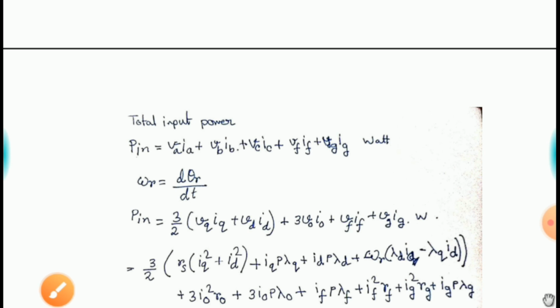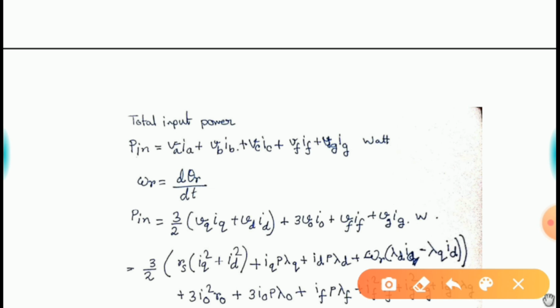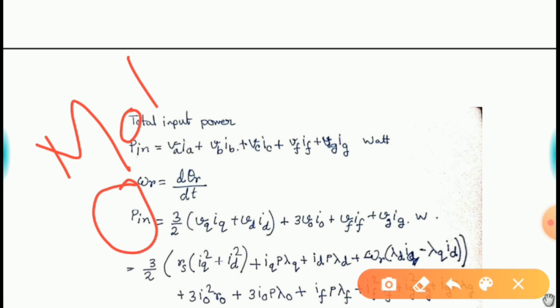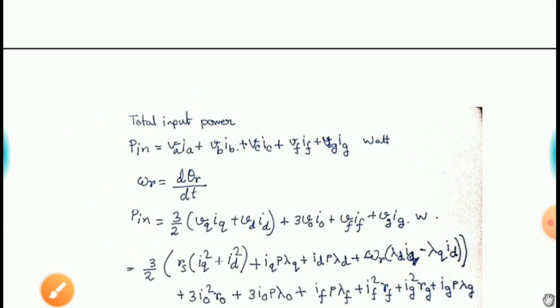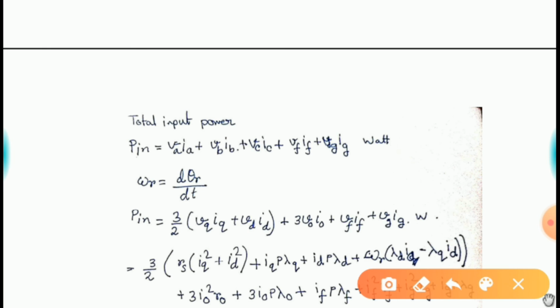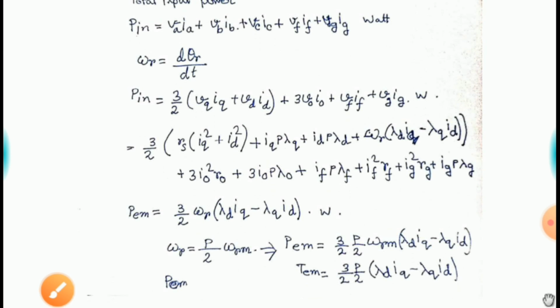Now what we are having here is omega r equal to d theta dt, that is the speed of our rotating reference frame qd naught that is attached to our rotor mechanical body. Again I'm telling you, this omega r is the electrical speed of rotation. As we are considering this a case of a motor, the power is flowing from source to motor, the input to motor. That is why, for our own benefit, we are converting this equation in qd naught coordinates.